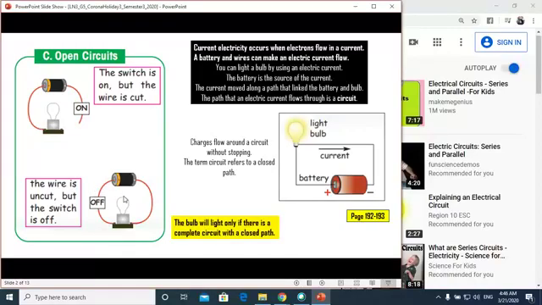Okay, in here, the wire is uncut. This is a complete circuit. It has a battery, there are no gaps, all the elements are connected together, but the switch is off. So we say that this is an open circuit too. The light bulb won't light up. Okay, the bulb will light only if there is a complete circuit with a closed path. This is an open path, so the light bulb won't light up. And in here, the switch is off, so the light bulb won't light up.